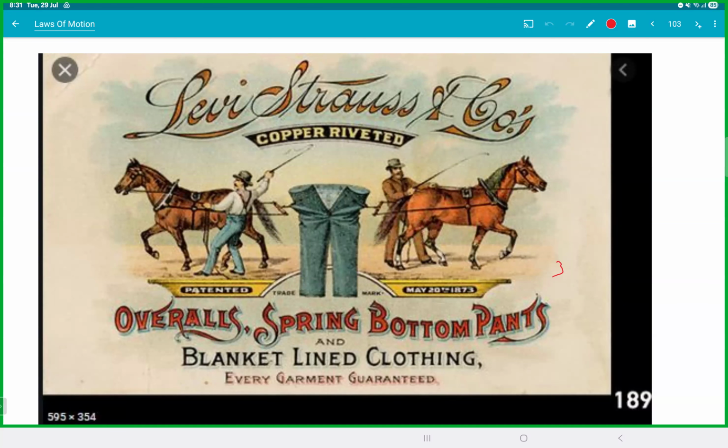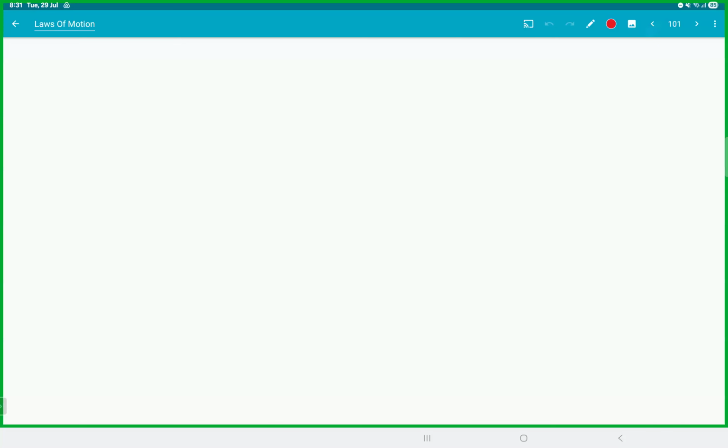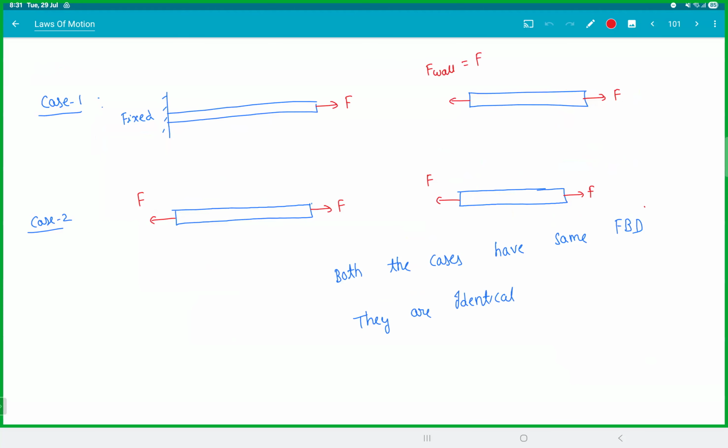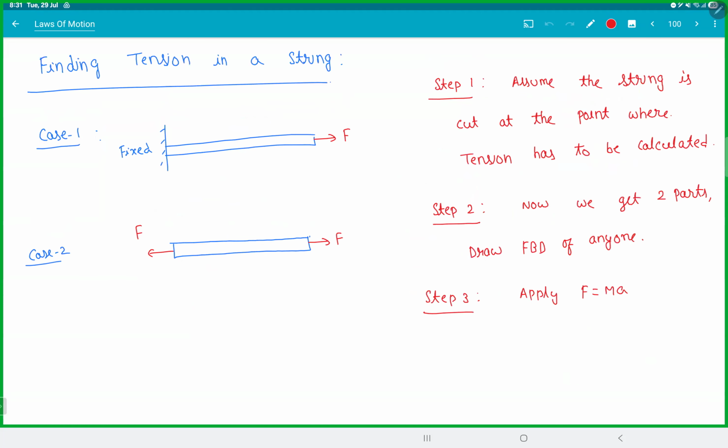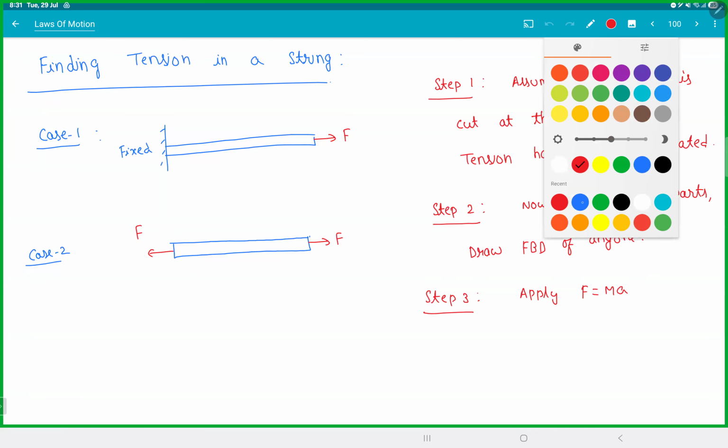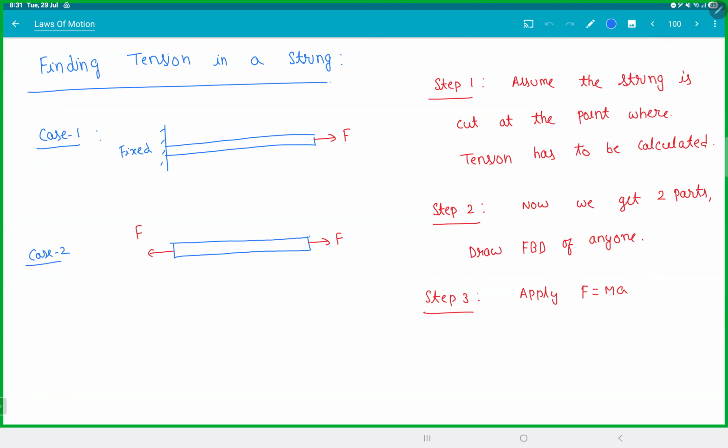Yeah, so last class we were doing how to find tension in a rope or a rod or anything. So basically, whenever you want to find tension, the story is simple. Wherever you want to find tension, cut it. Don't assume tension will be equal to the external force. So cut it, and then you'll get two pieces, and then choose any one part, and then draw the FBD of it. So let's see a few questions based on this.